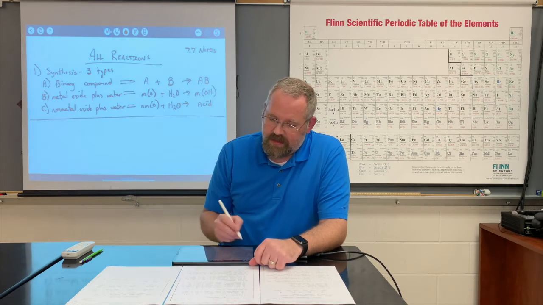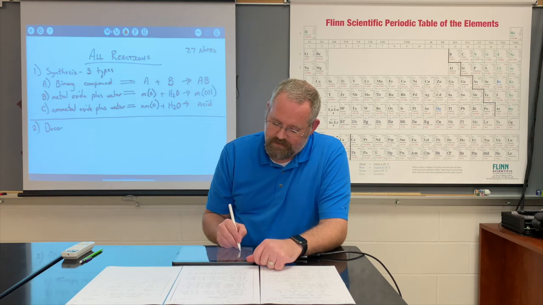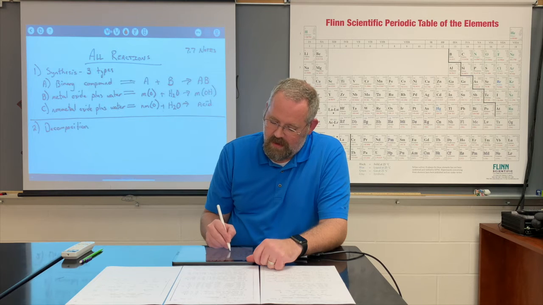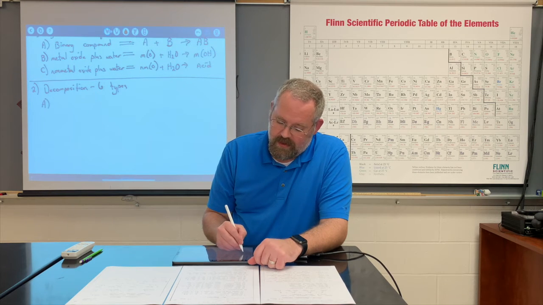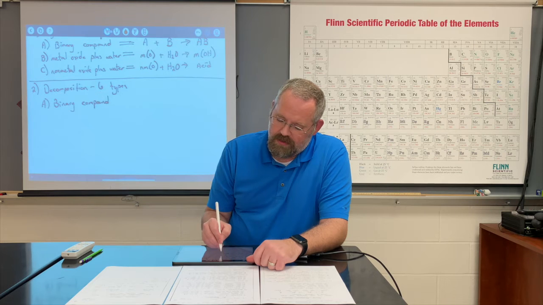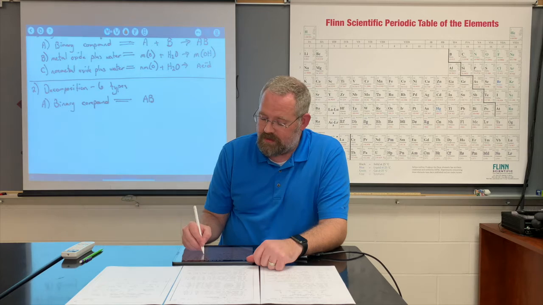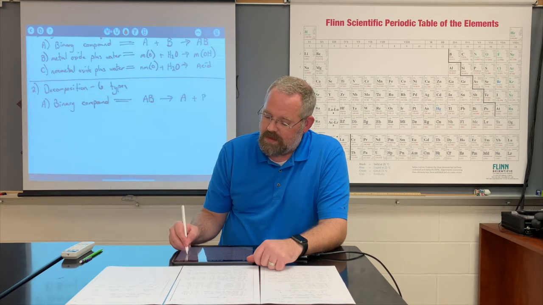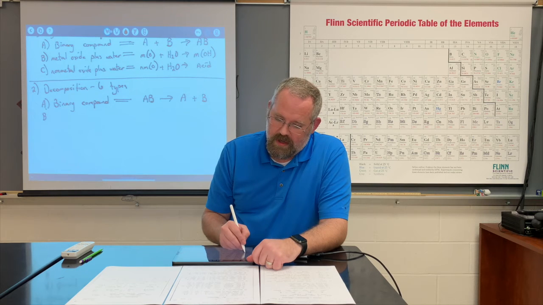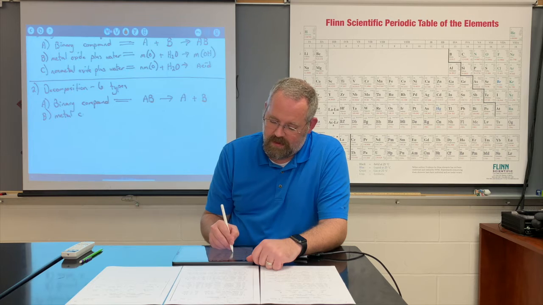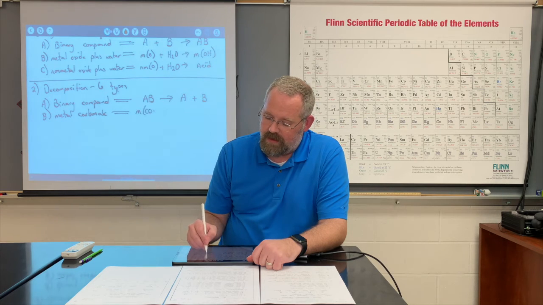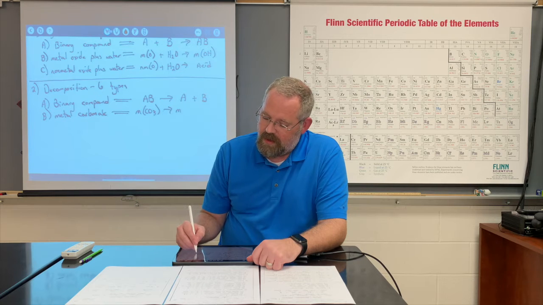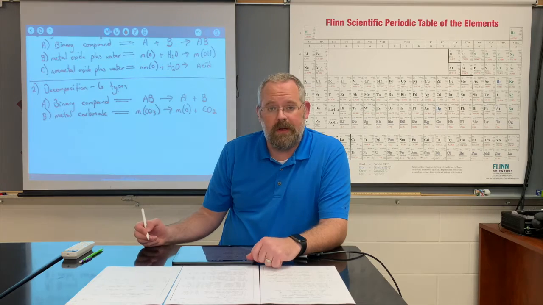The second type we talked about were decomposition reactions. We talked about 6 types of those. The first type was the exact opposite of synthesis type 1, so a binary compound. So we have molecule AB is going to decompose into elements A plus B. We're going to have a metal carbonate decomposition. So some type of metal carbonate is going to decompose into a metal oxide plus carbon dioxide.